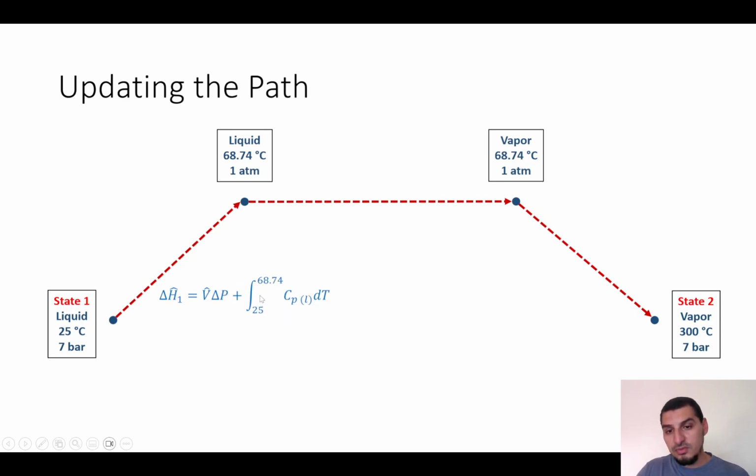This is the change in temperature from 25 to 68.74 for the liquid state, and this is the enthalpy change due to the change in pressure, which is V hat delta P. We said the enthalpy doesn't change if the pressure changes, except for liquids and solids. So this is a liquid phase, so the change in enthalpy is going to be V hat delta P, and the change in temperature is the integral of Cp dT. This is the latent heat of vaporization, which is available in the textbook, and this is going to be the same integral, the integral of Cp dT from 68.74 to 300. We don't have any effect of pressure, so the second term that corresponds to this is going to be 0.